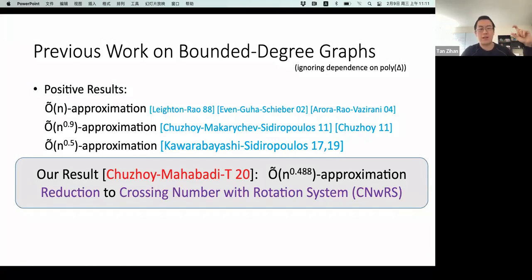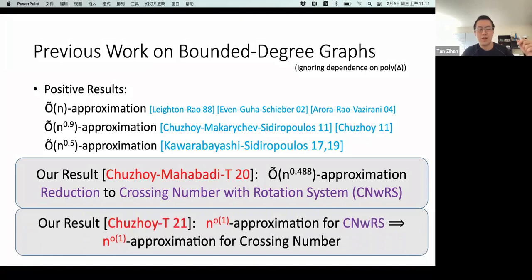And the second work is that, building on the framework of the first result, we further get an n to the little o(1) approximation algorithm for this new problem, crossing number with rotation system. Together with the first result, this gets an n to the little o(1) approximation for the crossing number on bounded degree graphs. So the approximation ratio is improved from square root of n to n to the little o(1), which is also the first subpolynomial approximation for this problem.